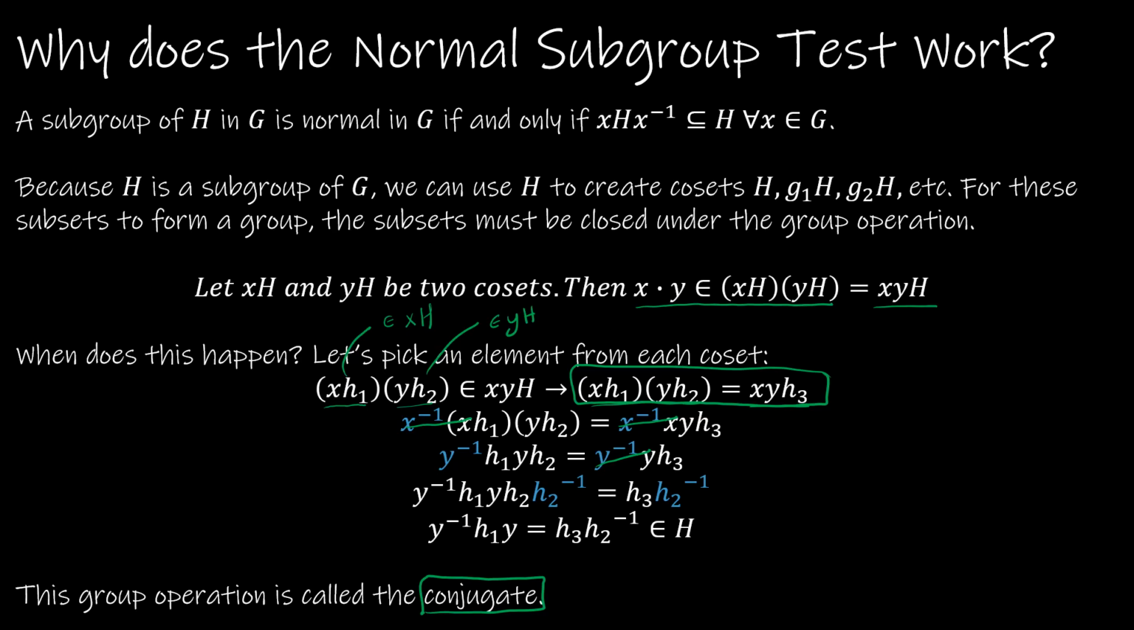And then if I multiply by the inverse of the constant in H2, so H2 inverse, that's going to get rid of H2 on the left, and it's going to give me some value on the right. Well, what I know is that H3 times H2 inverse has to be in H, and I know that because H is already a subgroup, and so it has all of the properties of a subgroup. Therefore, if Y inverse times H1 times Y is in H, then I know that that's true. And I could do the same thing to show that Y H1 Y inverse is in H. So that is why it works. It's because it's now showing the group operation of conjugation.